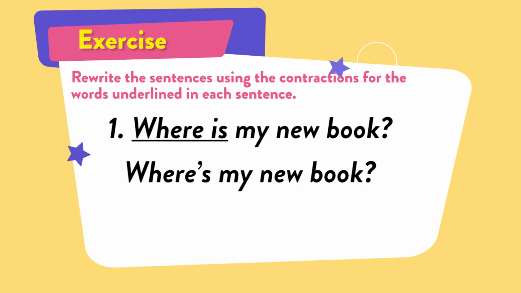Now, I hope that you did them as I read each sentence. It's time for us to check how well you did. For the first one, we had "where is." The contraction for where is, where's. So the new sentence would read, where's my book? W-H-E-R-E-apostrophe-S. Did you write that? If you didn't, make a note of it. If you did, very good.